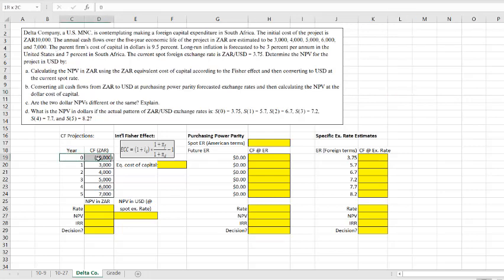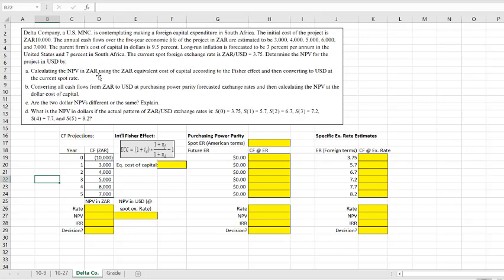So I've got that set up down here in the table under cash flow projections. Year 0, initial expense, negative 10,000 Rand, and then 1 through 5, there's our cash flows coming in. Okay. So then it also gives us cost of capital, and parent firm's cost of capital in dollars is 9.5%. Long-run inflation is forecasted to be 3% per year in the United States and 7% in South Africa.